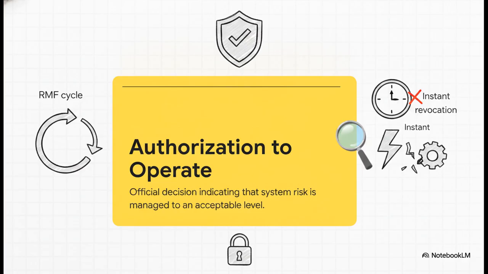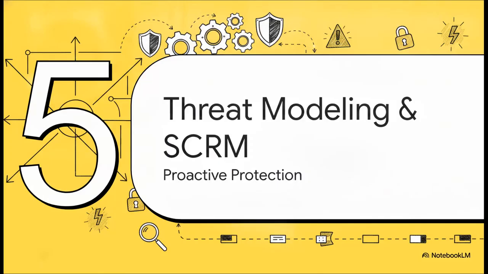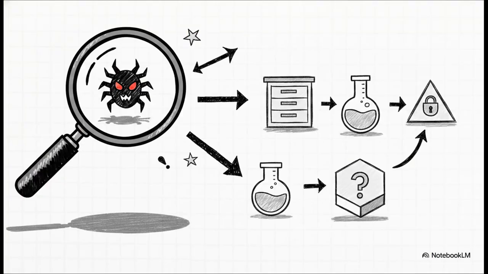Now, an ATO typically lasts for up to 5 years, but be warned, it can be instantly revoked by the authorizing official if a major security breach happens, or if you make a significant change to the system architecture. Finally, Part 5. Threat Modeling and SCRM, Proactive Protection. Threat modeling is how we identify, categorize, and analyze potential threats. It can be proactive, happening during the design phase, or reactive, executed after a product is already live.